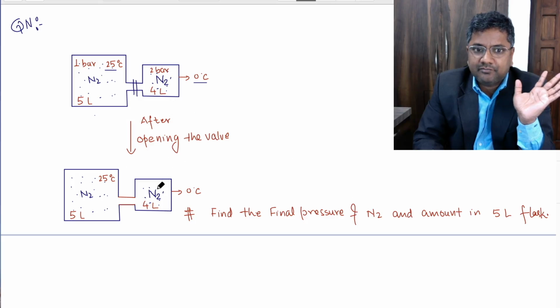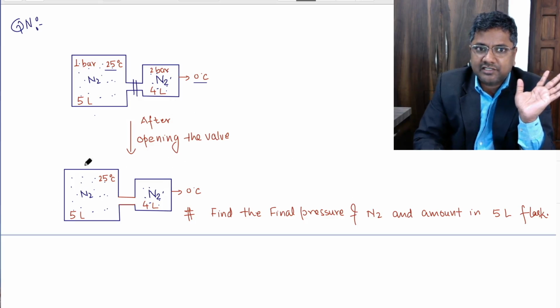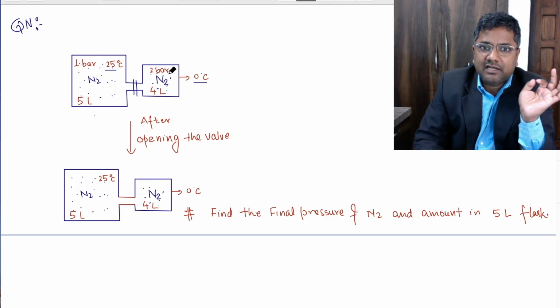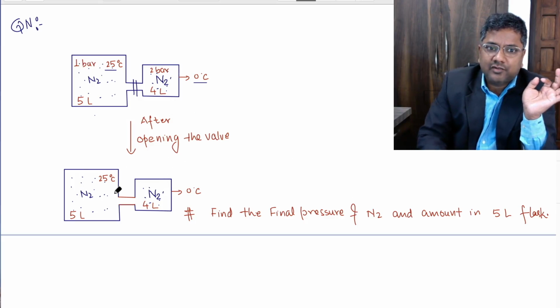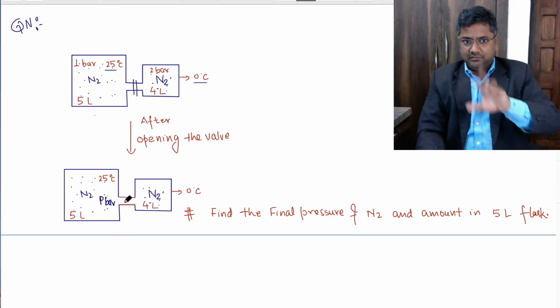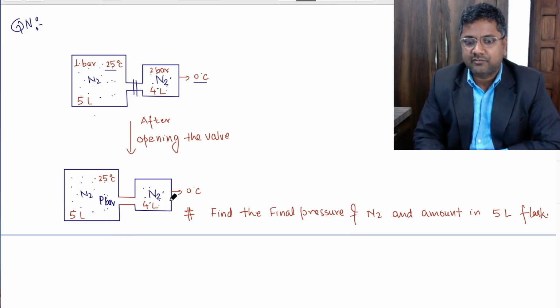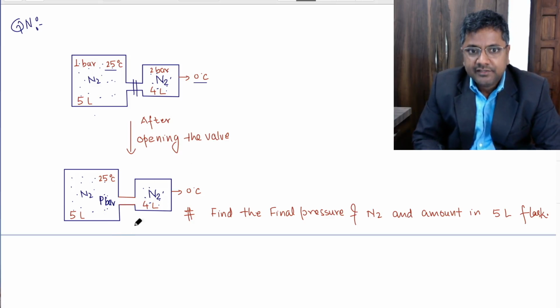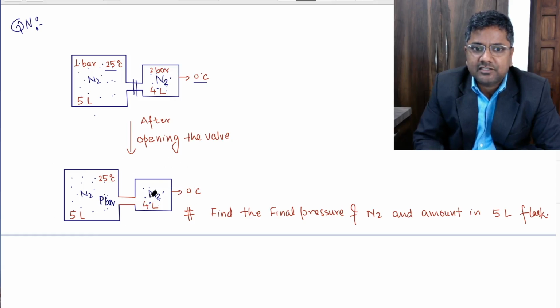Means here the pressure is the same, and here the pressure is the same. Initially it was 1 bar and this is 2 bar, so let P bar be the final pressure of this whole system. Now with respect to pressure, this is a single system. With respect to temperature, this is two different systems, because here the temperature is 25 degrees Celsius and here the temperature is 0 degrees Celsius.